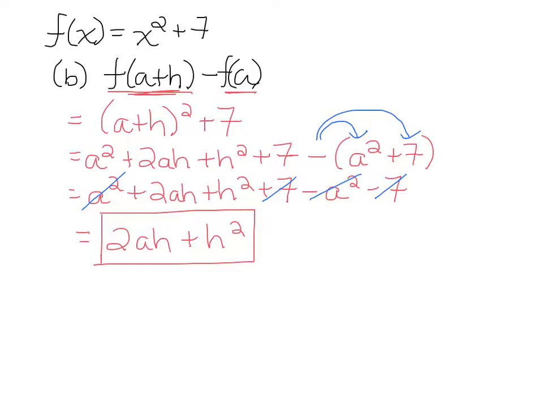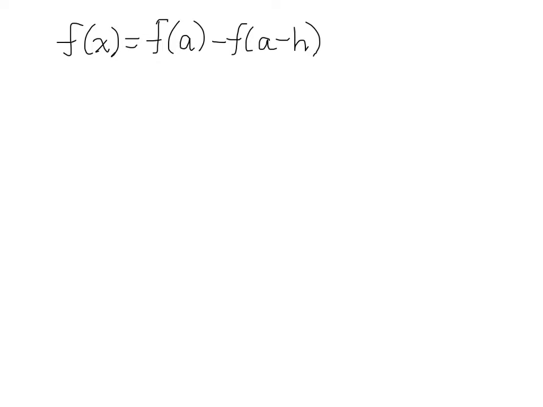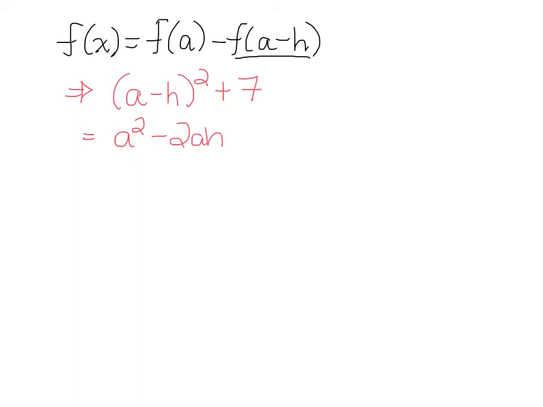Now let's move on to the last portion. In this last portion, let's first find f of a minus h. And then we'll take f of a and subtract off f of a minus h. F of a minus h would be a minus h all squared plus 7. This is going to give me a squared minus 2ah plus h squared plus 7.